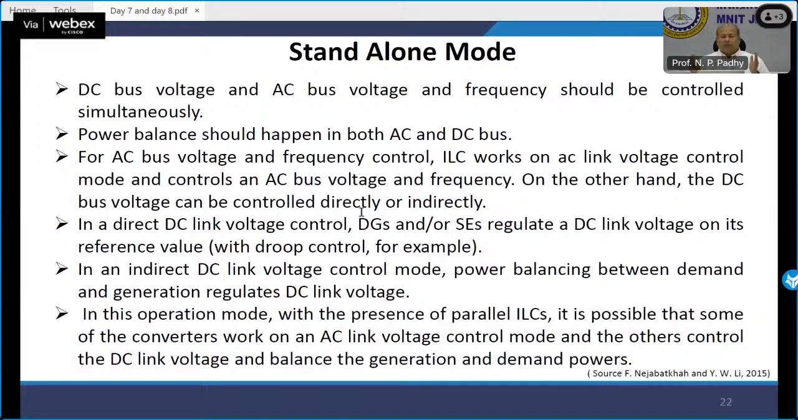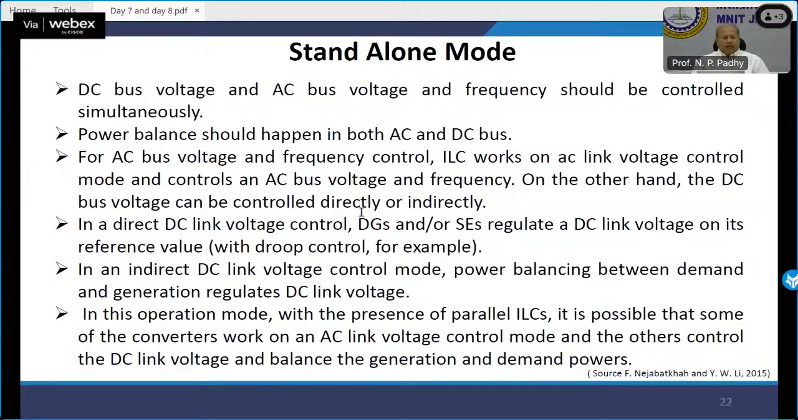AC bus voltage needs to be controlled, and frequency also needs to be controlled. Power balance should happen in both the AC and DC bus. Means all the loads and all the generations connected to the AC bus, the balance has to happen here, and also in the DC bus, all the generations and all the loads must satisfy it.